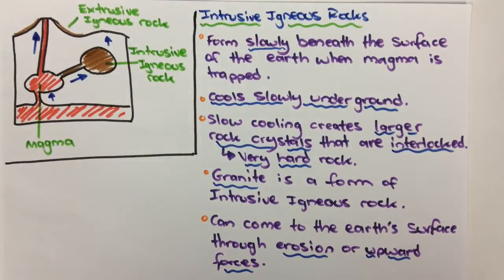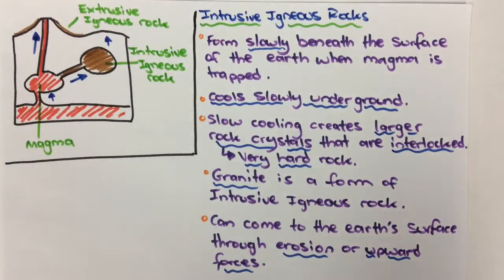Let's talk about intrusive igneous rock. So they form very slowly beneath the surface of the Earth when magma is trapped. Sometimes this could take up to 1,000 years or so for it to occur. Because of that really slow cooling underground, it creates larger rock crystals which are interlocked. So we know when crystals are interlocked in rocks, it means that they're very hard or solid.